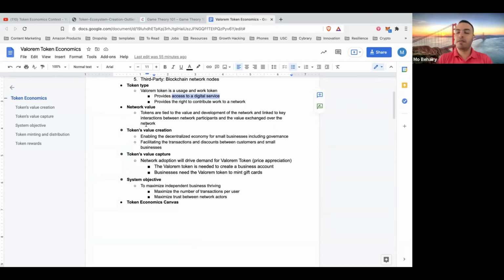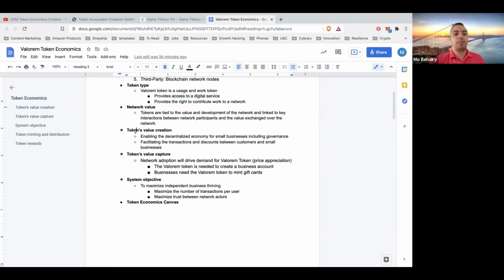So what is the value of this token? Tokens are tied to the value and development of the network itself. The point here is we want to create a system where if the value of the system goes up, the value of the token goes up, right? If there are more interactions and more people benefiting from that system, then that should impact the token's value.